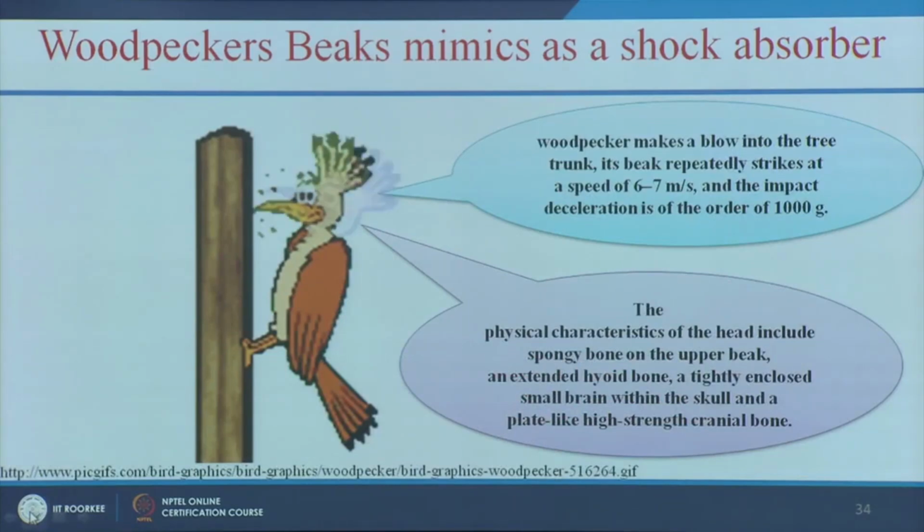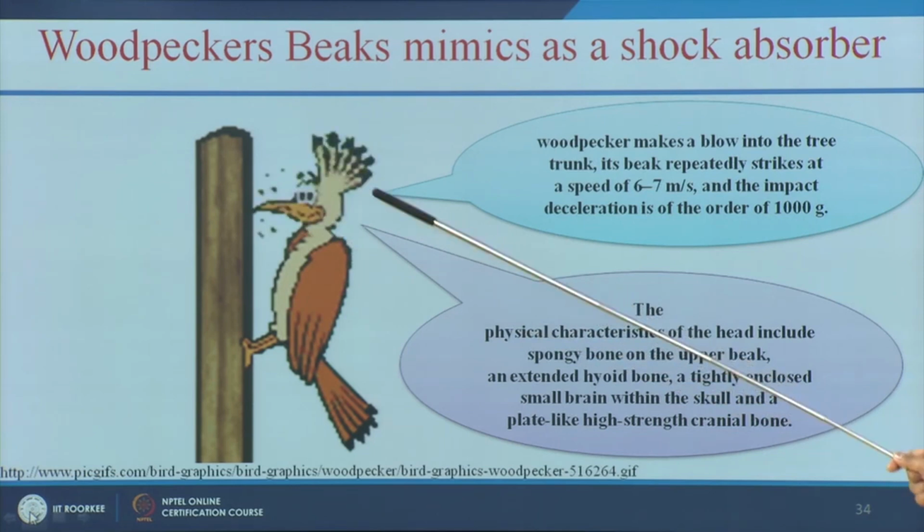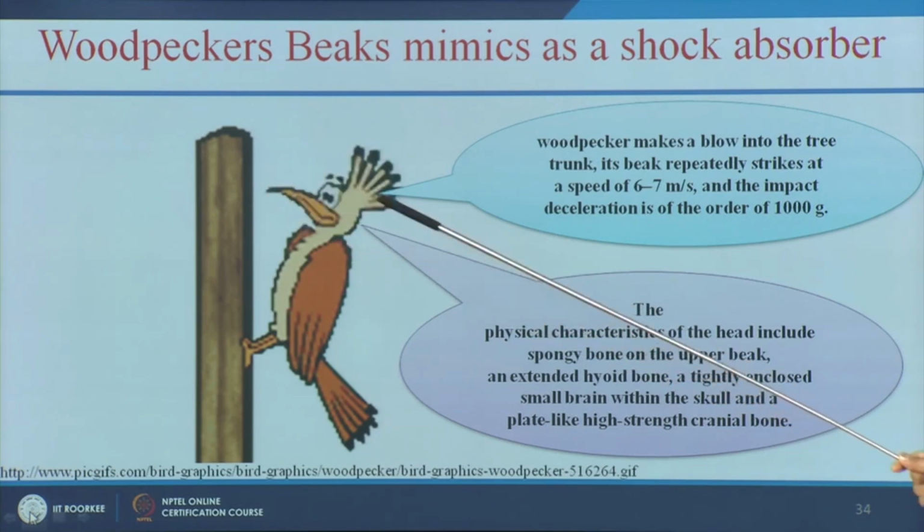So let us see another example, woodpecker beaks. You can see here the woodpecker makes blows into a tree trunk, and its beak repeatedly strikes at a speed of 6 to 7 meters per second, and the impact deceleration is in the order of 1000 g, and still it is able to maintain its proper structure. The bone is not getting damaged, the head is not getting injured, and it is able to protect the brain.